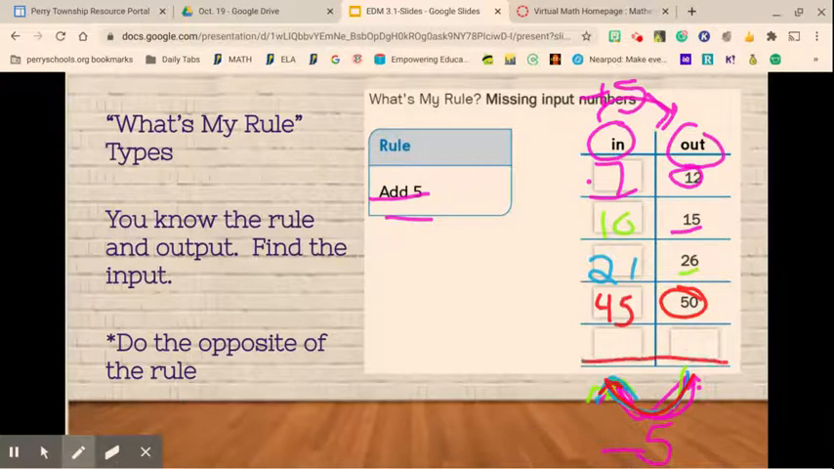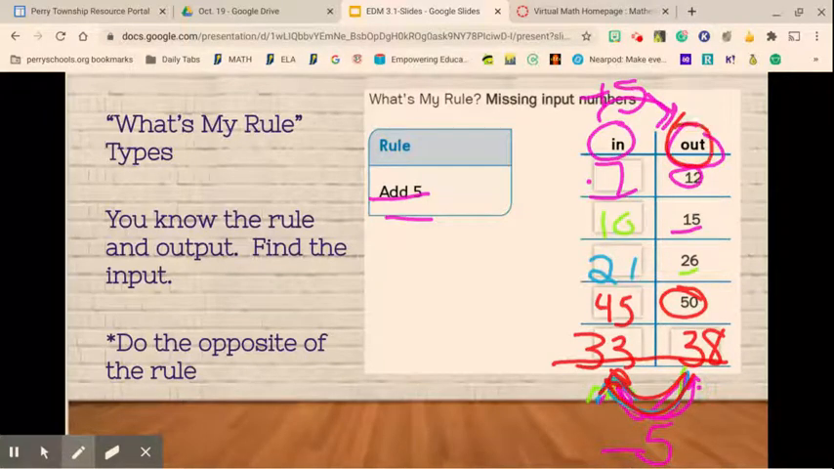Again, I have this blank one at the bottom. Don't forget to do this. So I'm just going to pick a number, something different than what I already have. So I'm going to go with 38, and then I'm going to go from the output to the input. So I have to subtract 5. 38 minus 5 is 33. So when we know the rule and we know the output, then we are going to do the opposite of what the rule says. So my rule says add 5, but I have to work backwards. So I have to do subtract 5.